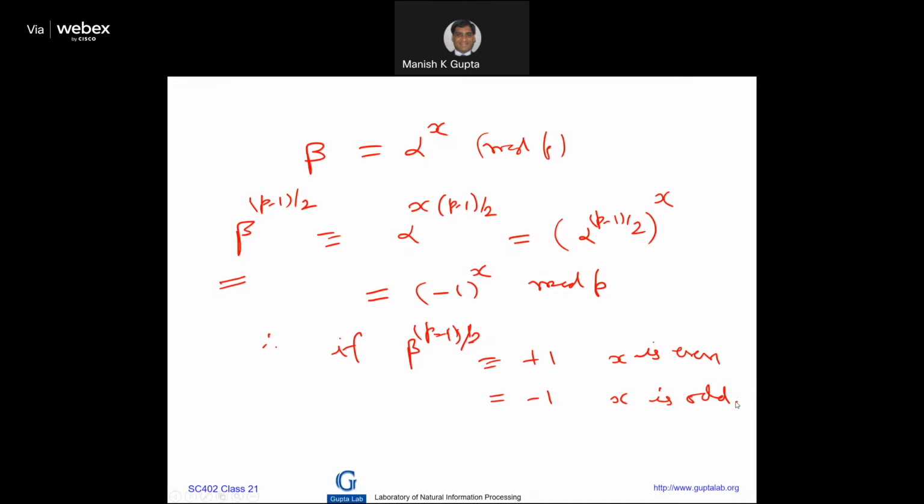So basically, beta is equal to alpha raised to power x is given. I just compute beta raised to power (p minus 1)/2 and see if it is plus 1 or minus 1. If it is plus 1, for sure x must be even. We've got some information about x. Otherwise, x is odd, right? So once we are given beta equal to alpha raised to power x, just raise it to (p minus 1)/2 and see whether it is plus 1 or minus 1. So this much information is known to you.